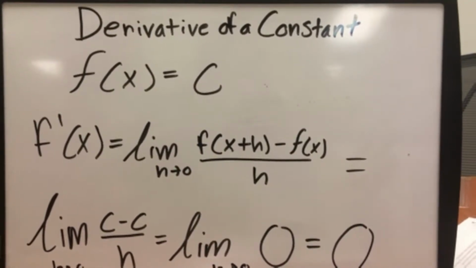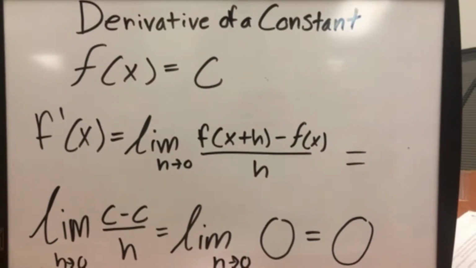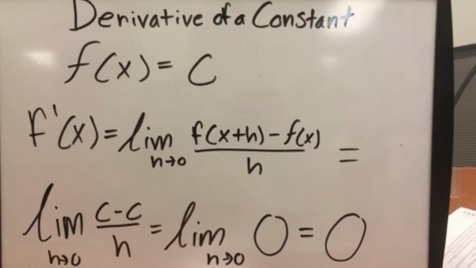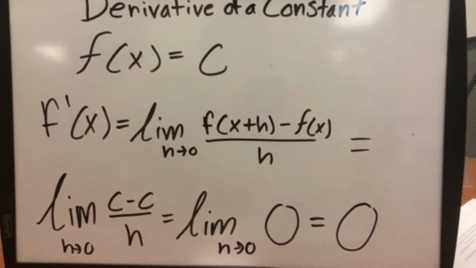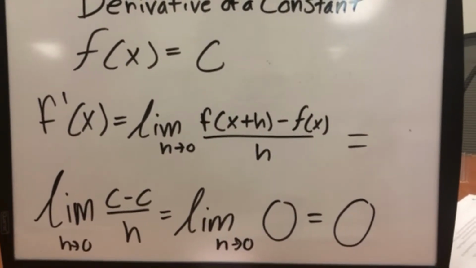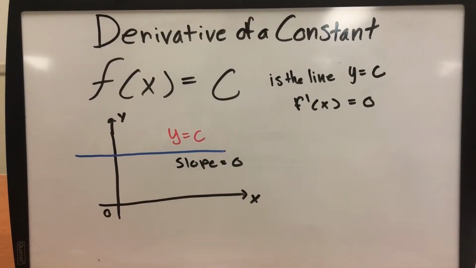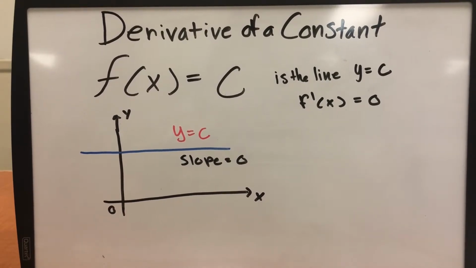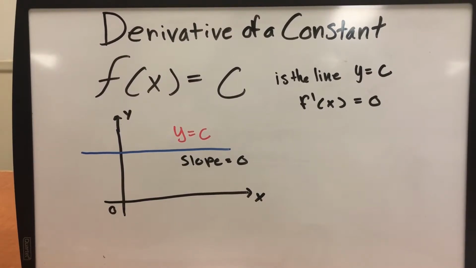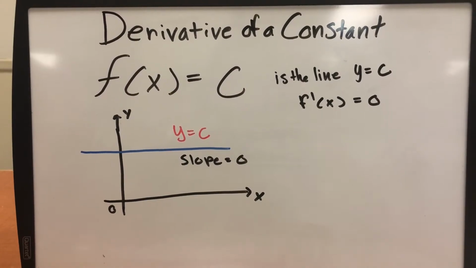Using a formal proof of the definition of derivative, we have the limit as h approaches 0 of c minus c over h, with c being our constant, equals 0. Now taking the limit of 0 as h approaches 0 equals 0, which means that the derivative of a constant by itself will be 0. Another way to prove it is by looking at the graph. We have the function f(x) equals c, or constant, which is the line y equals c. In this case, our constant has the slope of 0.